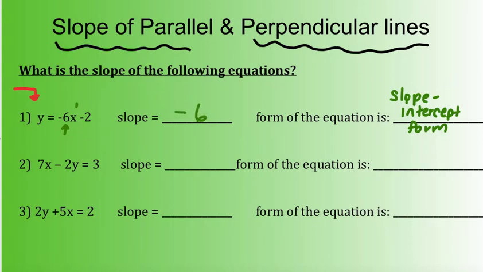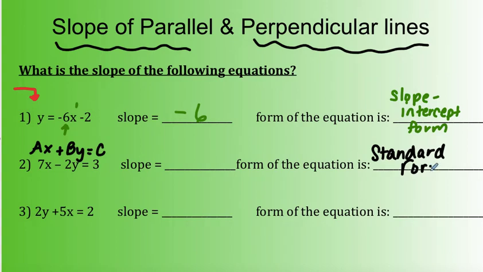Now, I said I didn't want you getting tied to slope-intercept form. I want you to be more comfortable with point slope and standard form. So let's look at number 2, 7x minus 2y equals 3. So this one is in the form ax plus by equals c, which we call standard form, okay?